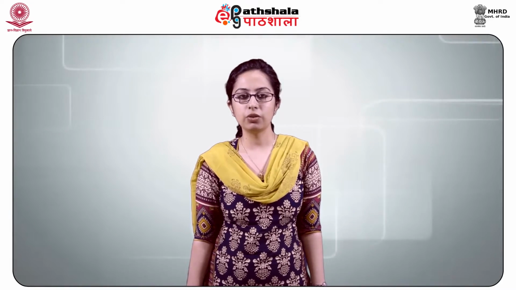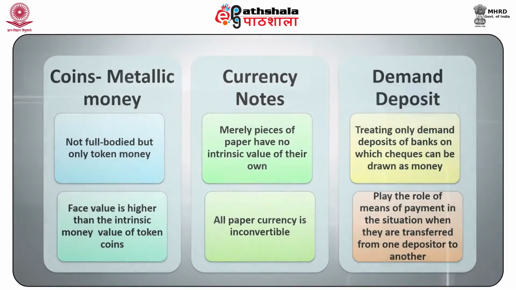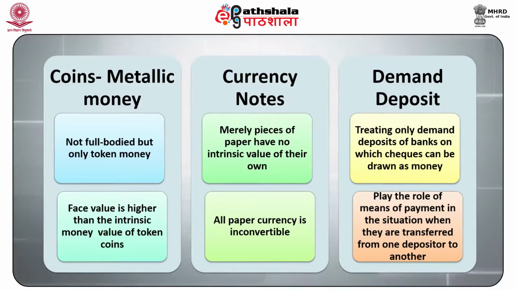Moving on to discuss the kinds of money. There are three types of money. Coins are metallic money. They are not full-bodied but only token money. It means the face value is higher than the intrinsic metallic value of token coins.